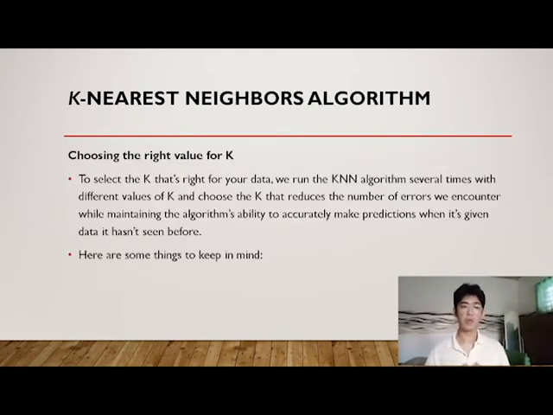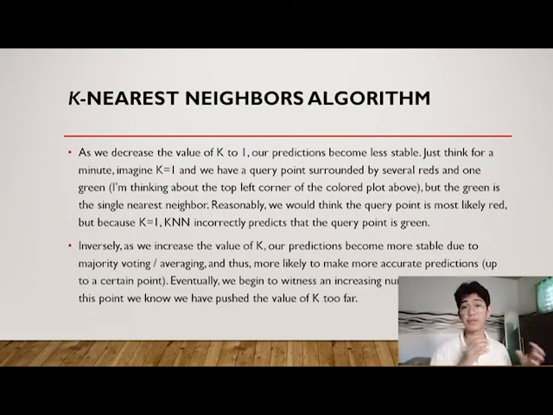Okay, so how do we choose the right value for k? To select the k that's right for your data, we run the KNN algorithm several times with different values of k, and choose the k that reduces the number of errors we encounter while maintaining the algorithm's ability to accurately make predictions when it's given data it hasn't seen before. Here are some things to keep in mind. As we decrease the value of k to 1, our predictions become less stable.